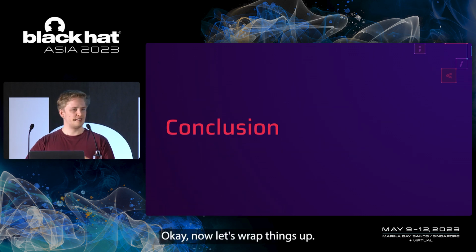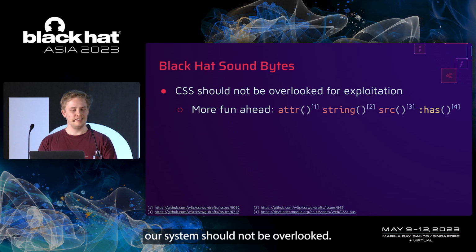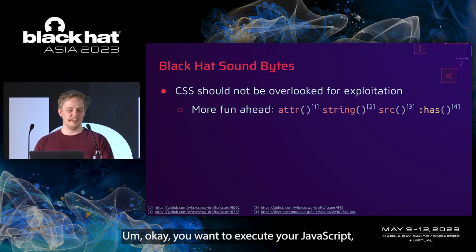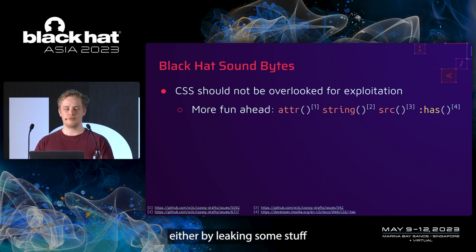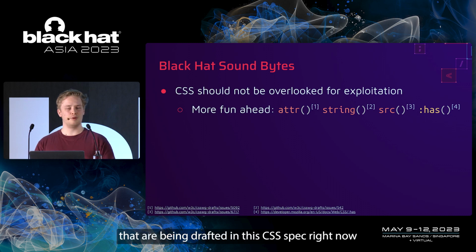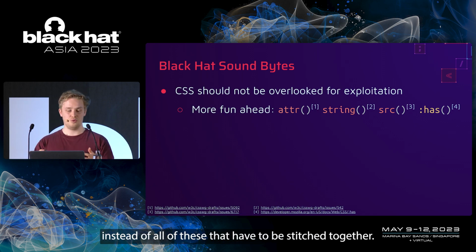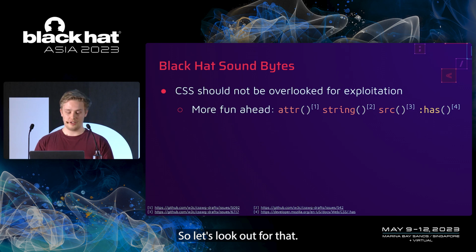OK, now let's wrap things up. We've seen our 3 case studies and what can we maybe learn from them. So the first thing is, as a web exploiter, CSS should not be overlooked. OK, you want to execute your JavaScript, but as we have seen, CSS can be your friend, either by leaking some stuff or by making it easier to trick a victim into doing a certain user interaction. And there might be some more fun in the future. There are some things that are being drafted in the CSS spec right now that could make all these leaks easier in the future with just one request instead of all of these that have to be stitched together. So let's look out for that.